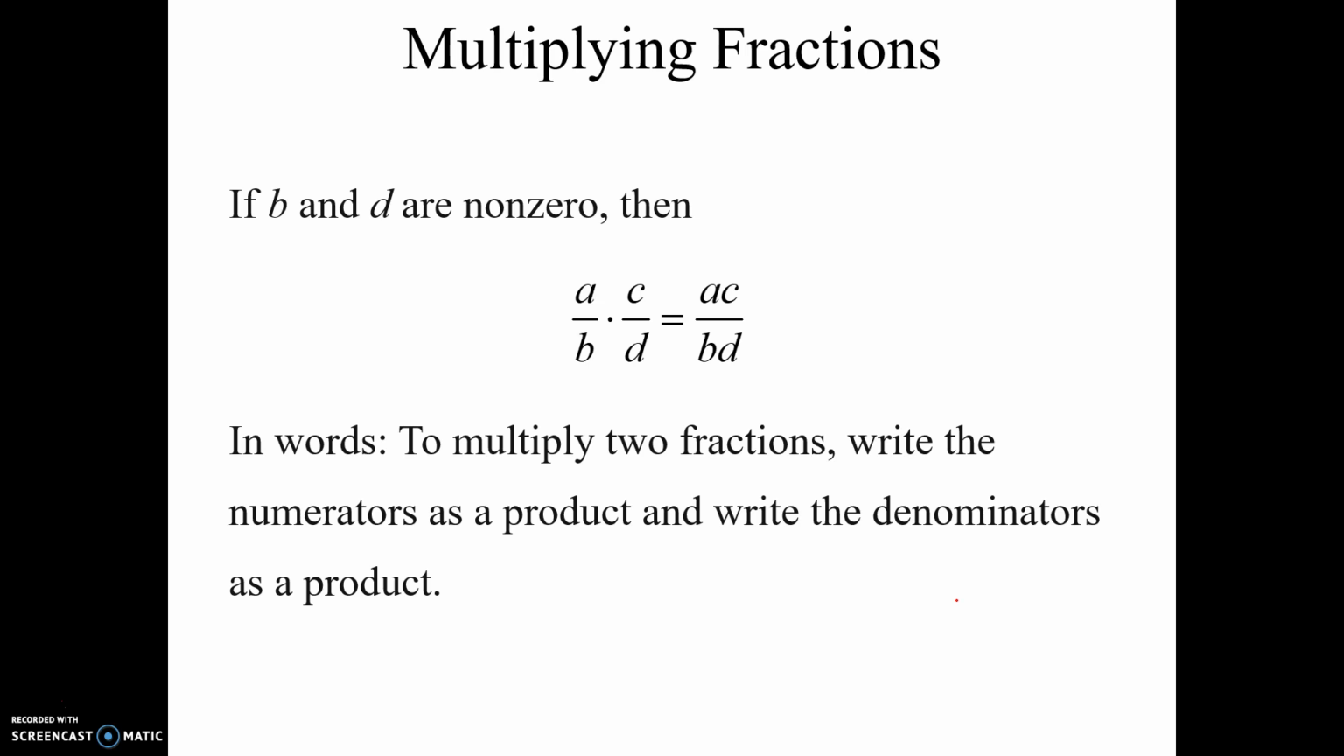Now in multiplication, if we have a fraction a over b times a fraction c over d, we simply multiply the numerators and multiply the denominators. So a over b times c over d is equivalent to a times c over b times d. Notice that in multiplication, we do not need a common denominator. We can simply multiply the denominators.